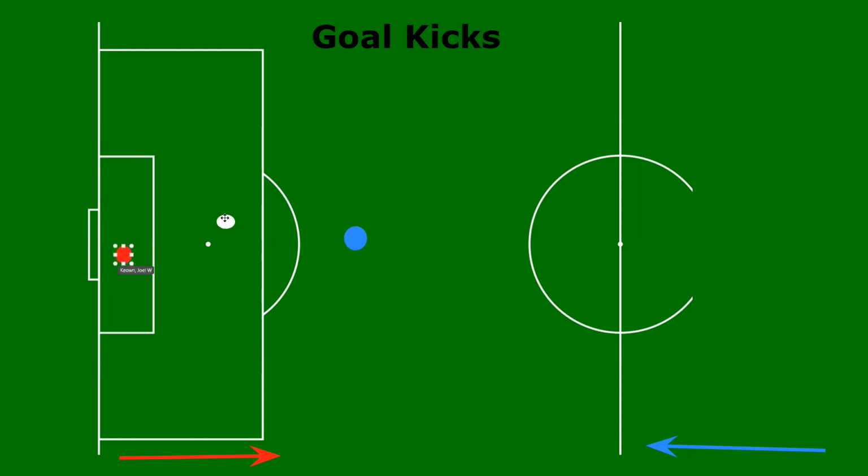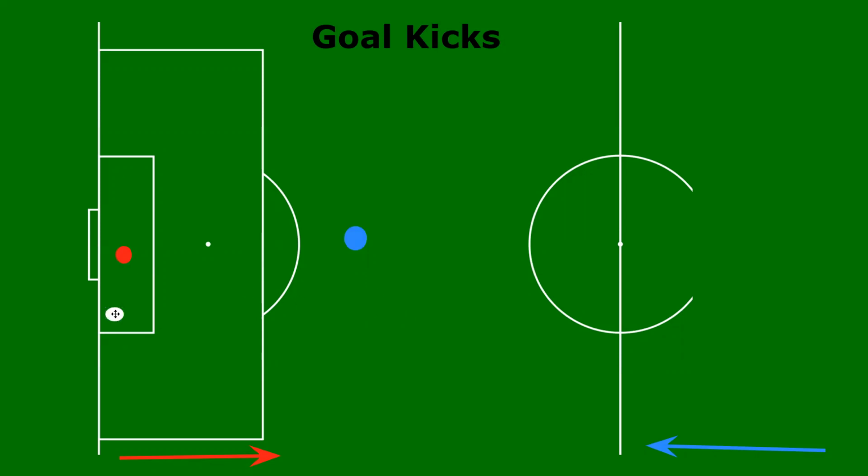The ball needs to be placed anywhere inside of this smaller box. This is the goal box. So we have the big penalty box, and then the smaller rectangle right in front of the goal is the goalie box.